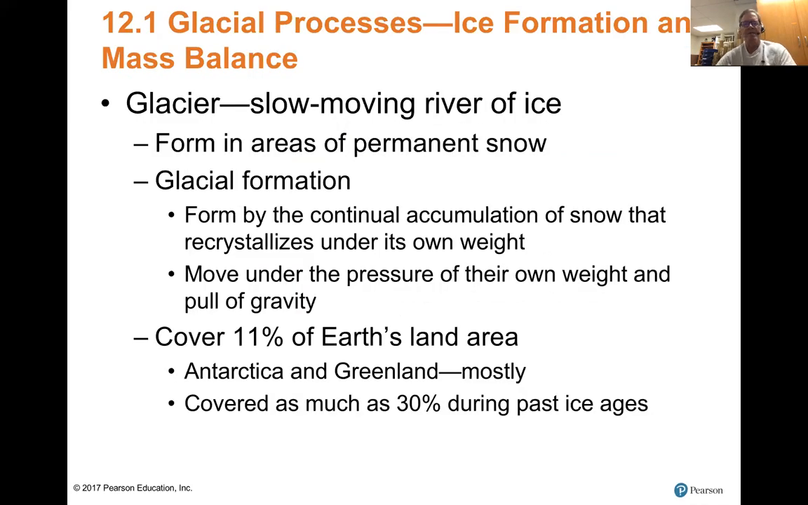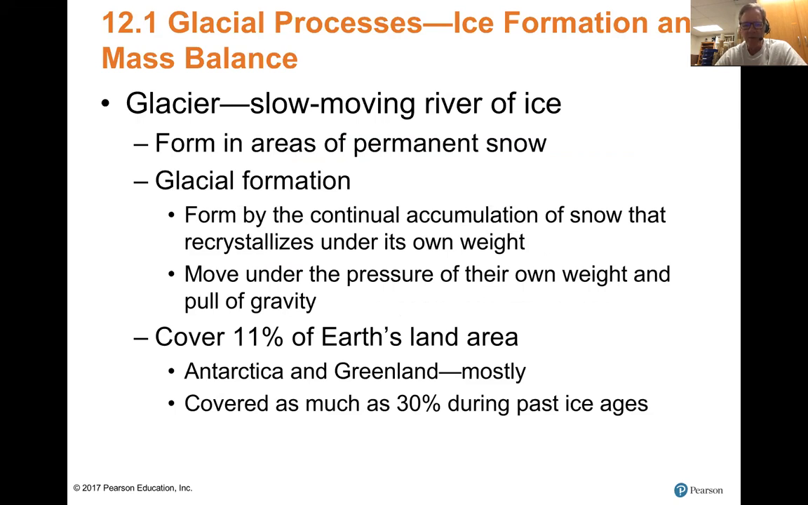So basically, glaciers are very slow moving rivers of ice, and they always form in areas where we have permanent snow. And the gradual accumulation of snow recrystallizes under its own weight and then moves under pressure of that weight and the pull of gravity.